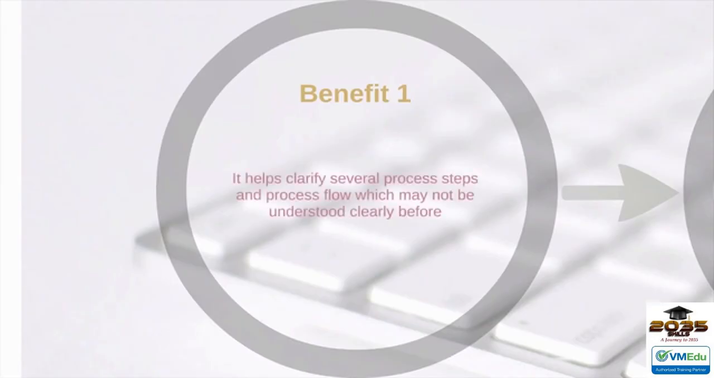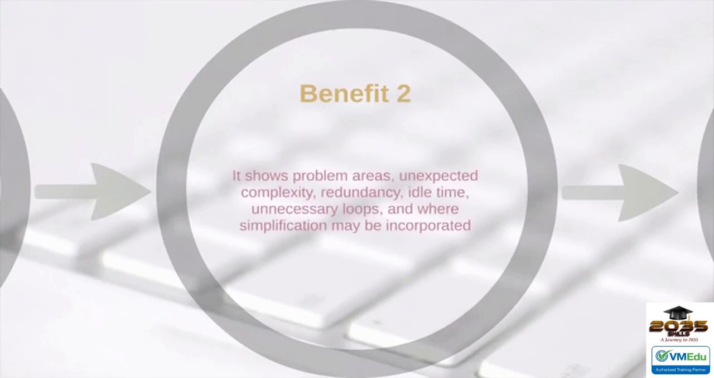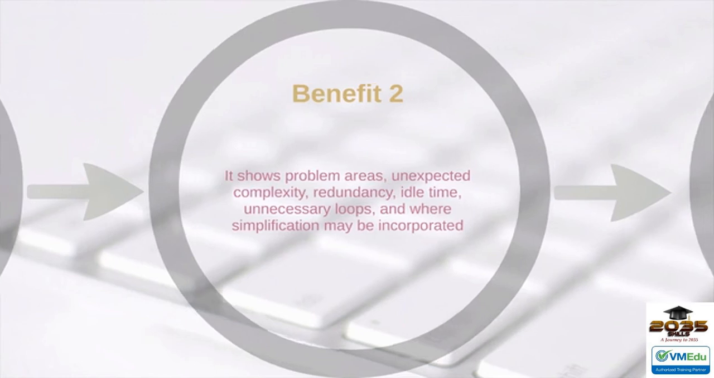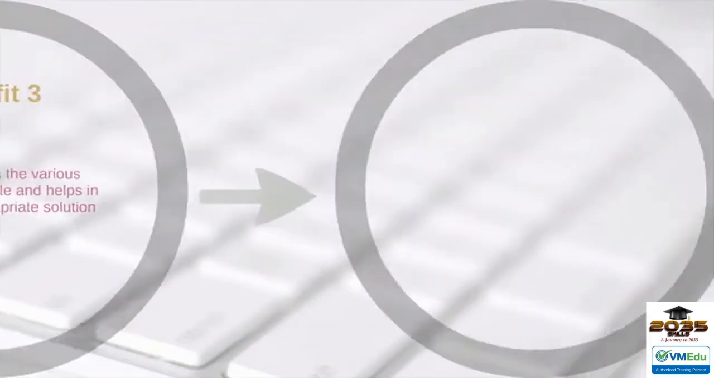First, it helps clarify several process steps and process flow which may not have been understood clearly before. Second, it shows problem areas, unexpected complexity, redundancy, idle time, unnecessary loops, and where simplification may be incorporated. Third, it visually shows the various alternatives possible and helps in selecting an appropriate solution.